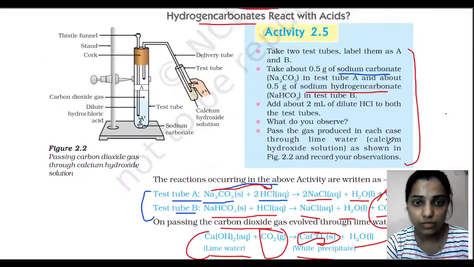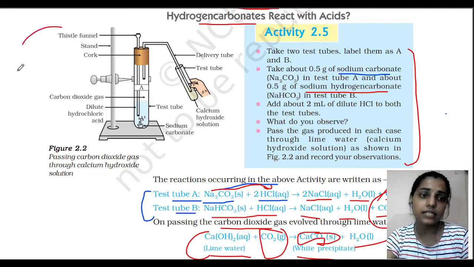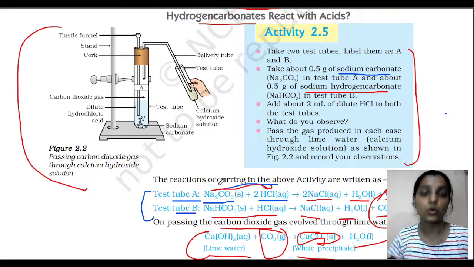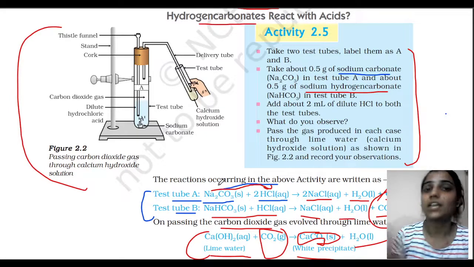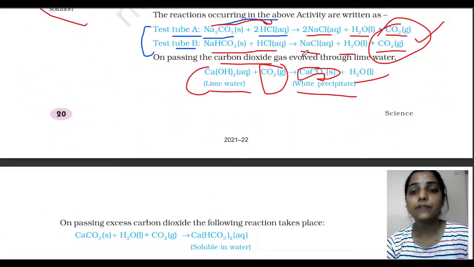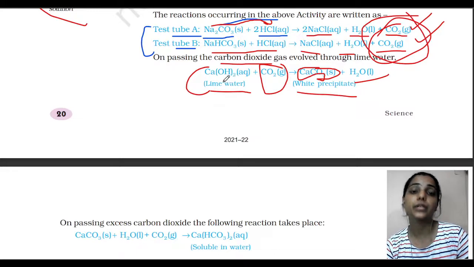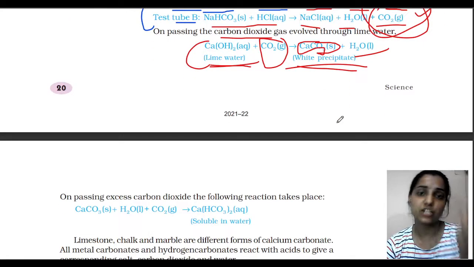You can also see here calcium hydroxide solution, and this is very confusing. NCERT doesn't give clarity, that's why you came here to watch my video. Now, whenever you react carbonates with acids, you get carbon dioxide, remember that. And when you react this carbon dioxide with lime water, you get a white precipitate, that is calcium carbonate.